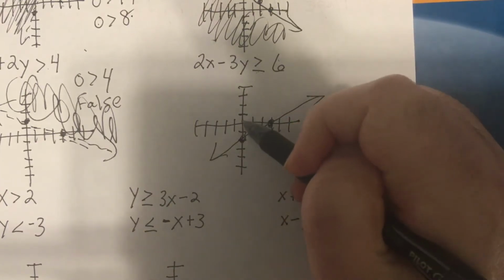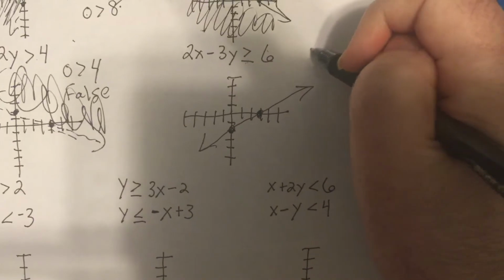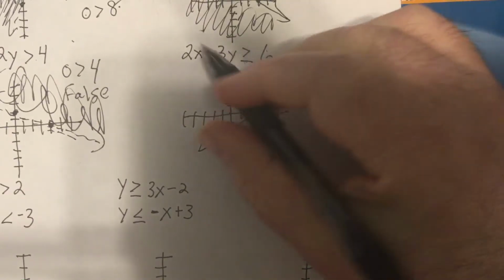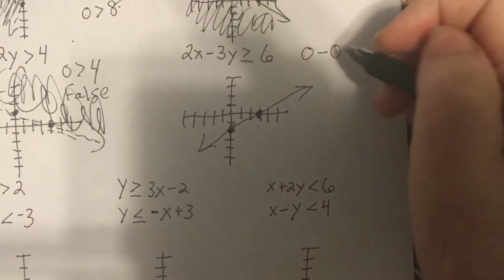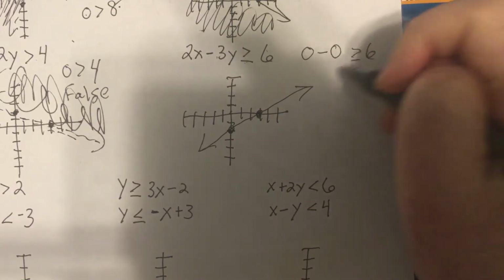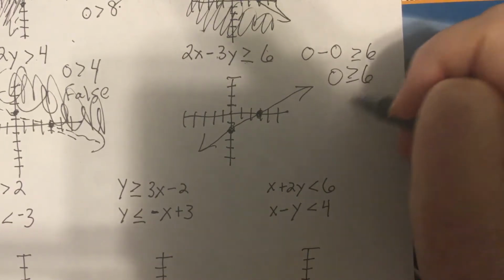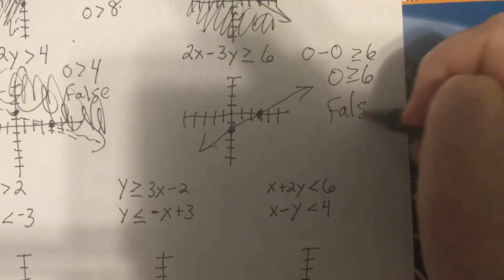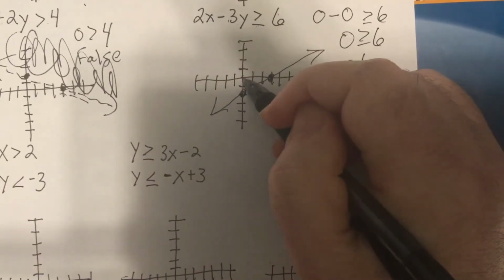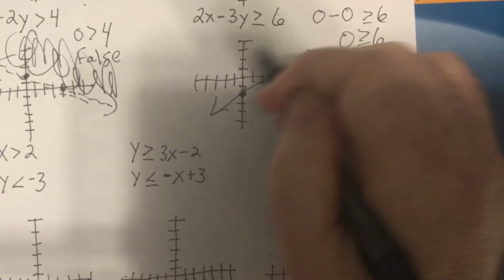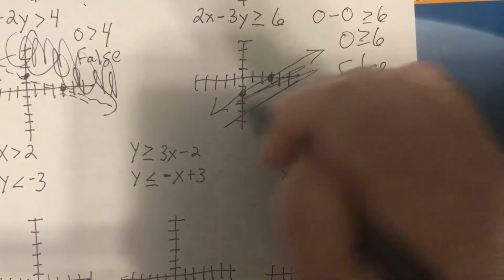And I'm going to pick 0, 0, because 0 is nice. 0 times 2 is 0, 3 times 0 is 0. Is that greater than or equal to 6? Is 0 greater than or equal to 6? False again. I'm getting all these false. But if this is false, everything on this side of the line is false. So the true must be this side.